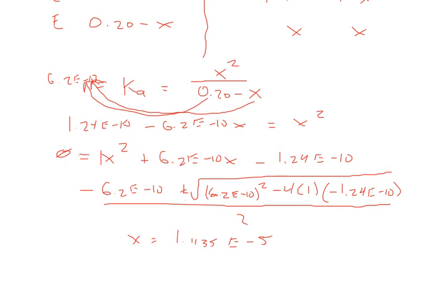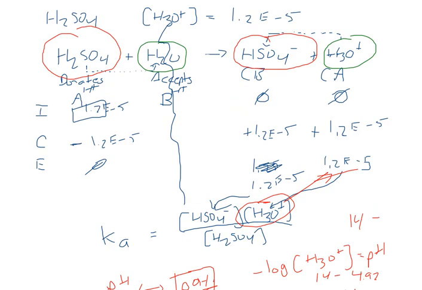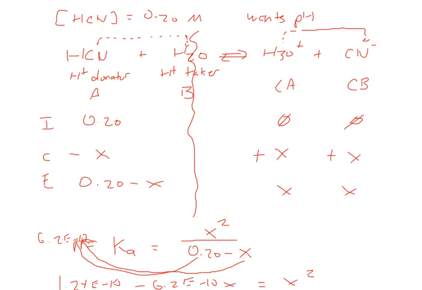I don't know that anybody else gets that. Oh, 1.24 times 10 to the minus 10, only negative now. Because when I did this times that, I got 1.24 times 10 to the minus 10, 0.2 times that one there. But then I had to bring it to the other side and make it negative.